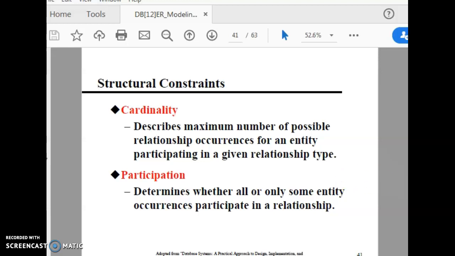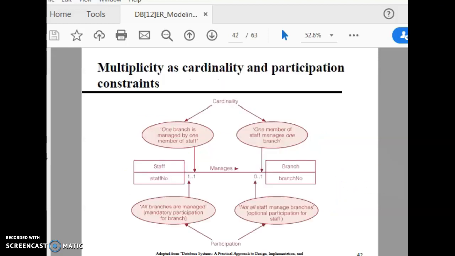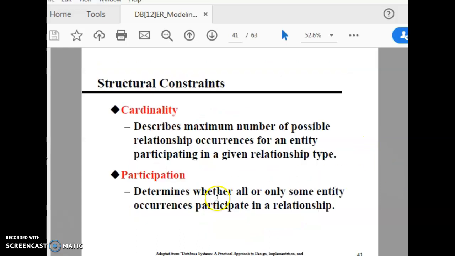If you see this ER diagram, for example, staff manages branch. You can observe the cardinality of a relationship with maximum value 1 on both sides. That is, one branch is managed by one member of staff and one member of staff manages one branch. So, this is cardinality.